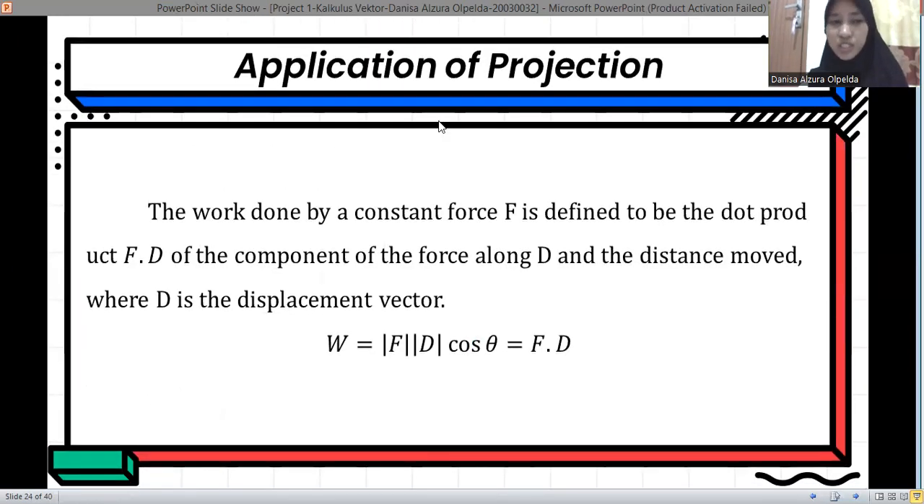Application of projection. The work done by a constant force F is defined to be the dot product of F, the component of the force along D, and the distance moved, where D is the displacement vector. So W is equal to |F||D| cos theta, which is equal to F dot D.